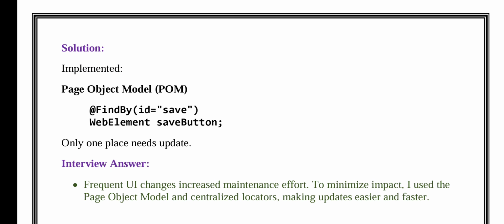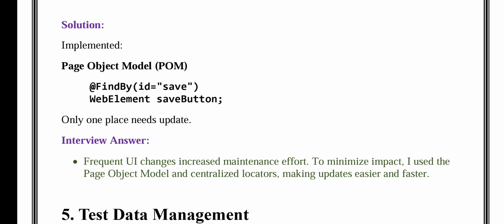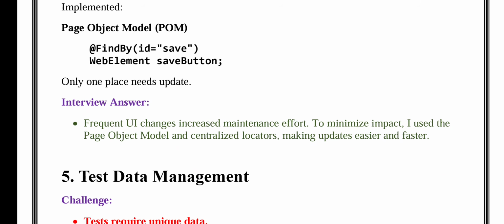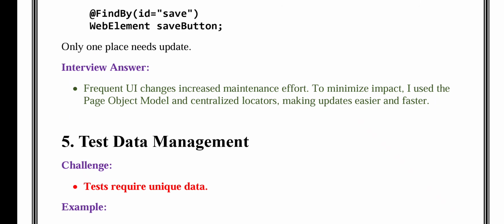So the solution is implementing a page object model, where we can update only at one place the ID or the locator or whatever it may be. In short form, you can tell the interviewer, frequent UI changes increased maintenance effort. To minimize impact, I used the page object model and centralized locators, making updates easier and faster.